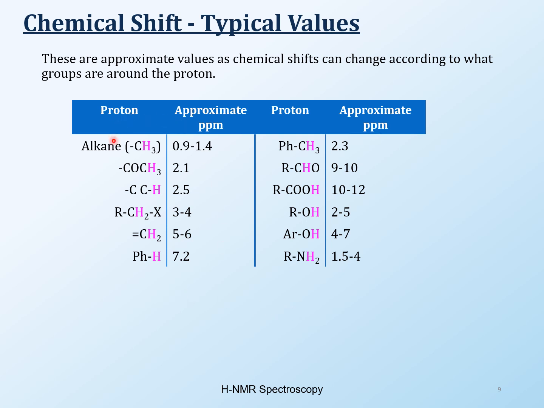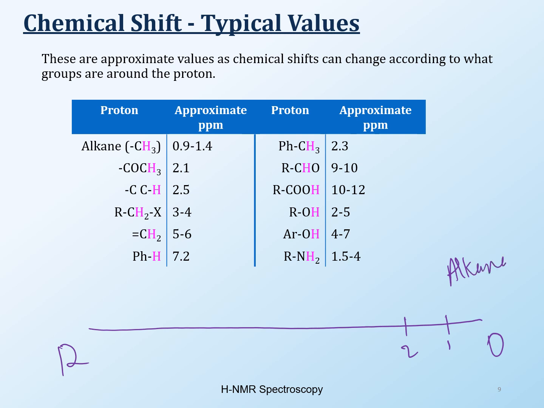You can see that something which is shielded, meaning it has a lot of electrons around, like alkanes, will come at 0.9 to about 1.4. This is alkanes as in CH3 or CH2. Remember, here is your ppm scale. This is 0 and this is going to be 12. So alkanes are going to come around here. Let me just write this. This is called the shielded region. This here is the de-shielded region. So alkanes coming around here means they are all shielded by electrons.